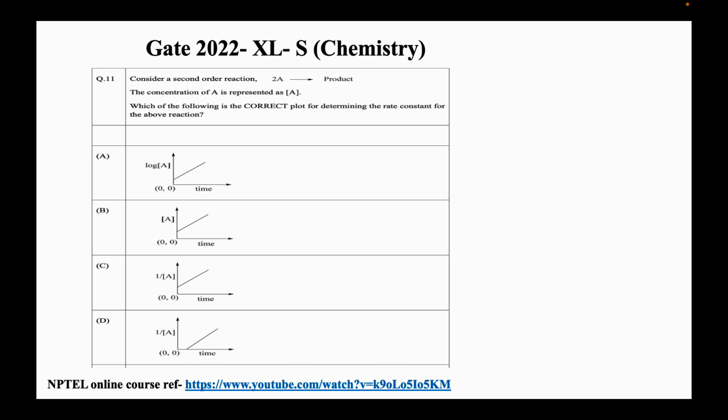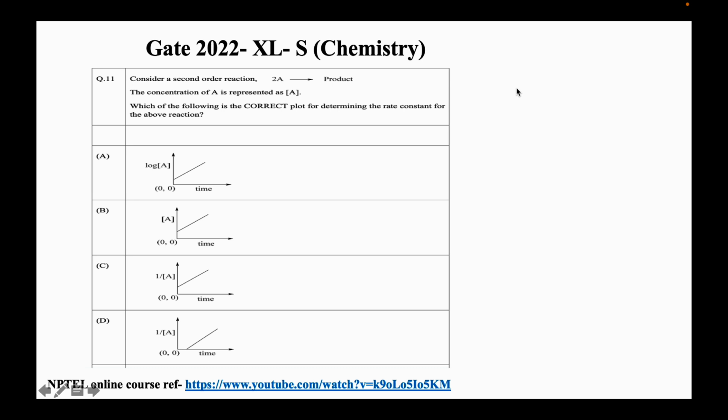Okay, so let's start. This is GATE 2022 Life Sciences, section S, Chemistry, question number 11. Consider a second order reaction where 2A gives product. The concentration of A is represented as [A]. Which of the following is the correct plot for determining the rate constant for the above reaction? And this is the NPTEL online course reference for the question.